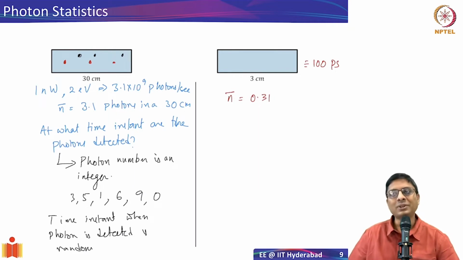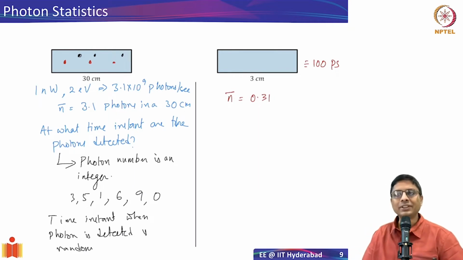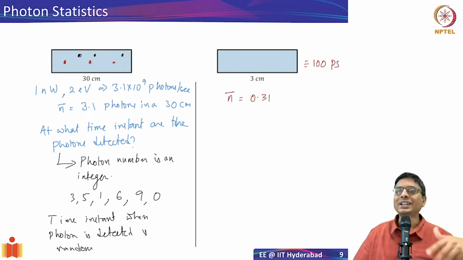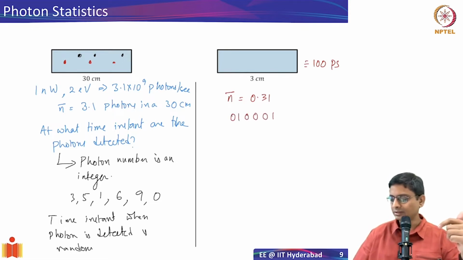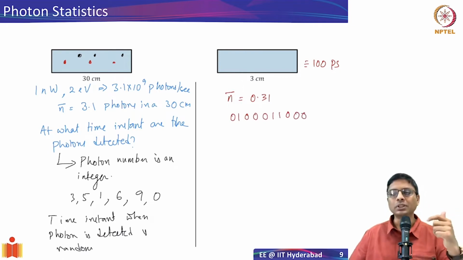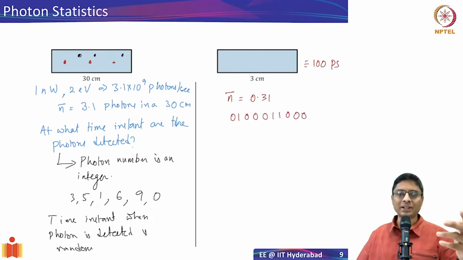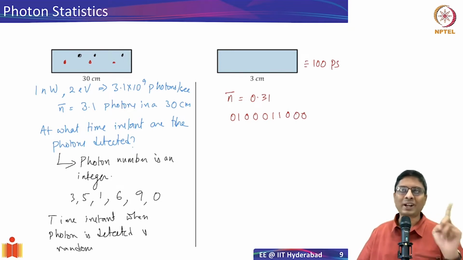What does it mean, average number of photons is 0.31? That means you do the same thing of taking snapshots. Let's say you make 10 measurements. You will have an output such as 0, 1, 0, 0, 0, 1, 1, 0, 1, 0. This could be the output. So basically if you make this measurement 10 times, on 3 occasions you will find a photon in that line segment, and on 7 occasions you will not find a photon.